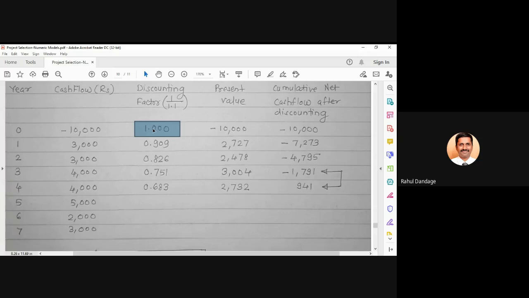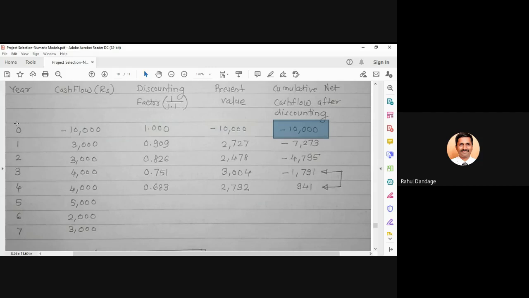Now this discounting factor and the cash flow, we should take the multiplication of these two. When we want to calculate the present value, it is nothing but cash flow multiplied by the discounting factor. So minus 10,000 multiplied by 1. So we get the present value equal to minus 10,000. And when we go for cumulative net cash flow after discounting, this is the first period only we have considered. So this becomes minus 10,000 as it is.